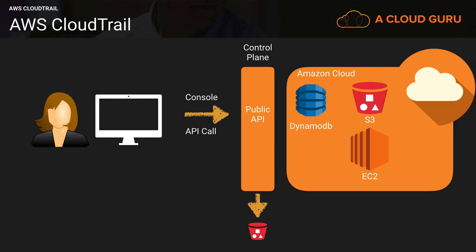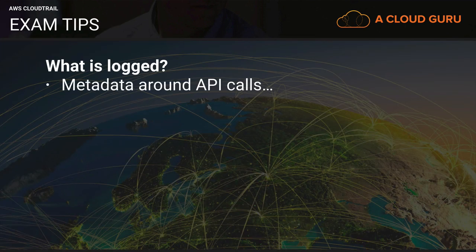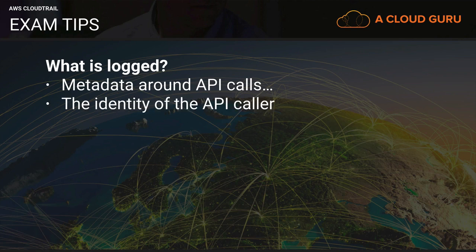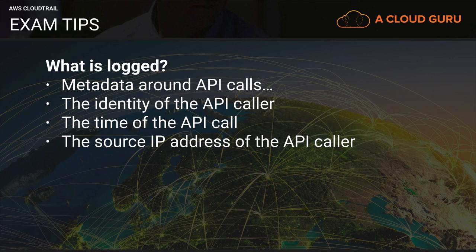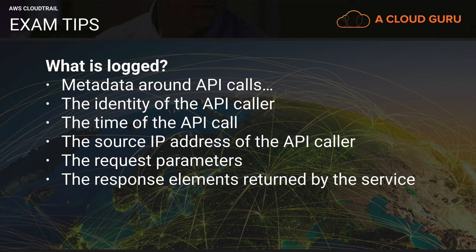Now, it's API calls only. CloudTrail wouldn't know whether that user was doing what they're doing over RDP or over SSH. That's not logged. It's API calls only, and it's all logged to an S3 bucket. So what is logged? Well, metadata around our API calls: the identity of the API caller who's making the call, the time of the call, the source IP address of the API caller, so what's their IP, and the request parameters, what is it they're actually trying to do? Are they trying to provision an EC2 instance or a DynamoDB database? And then the response: was that actually successful? Were they able to provision that EC2 instance?